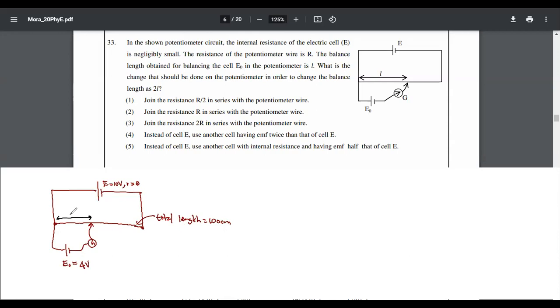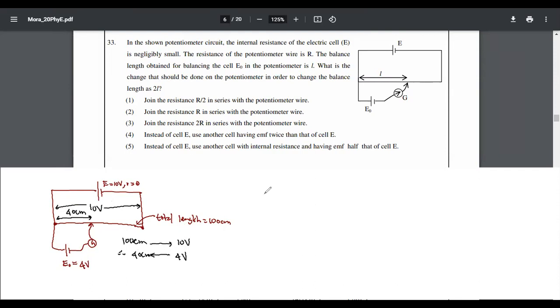Right, very good. It will be 40 centimeter. Why? 100 centimeter is for the entire 10 volt potential drop. All the 10 volt will be dropped across the potentiometer wire because there's no other resistor. So for 4 volt, we need just 40 centimeters. Got it? Right, now let's see if you are answering this correctly.